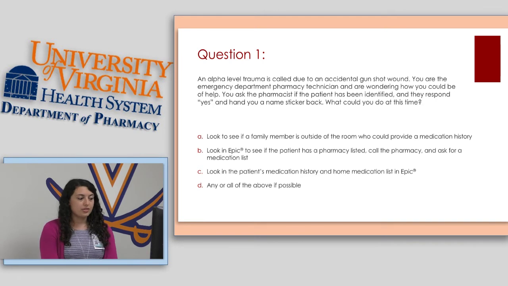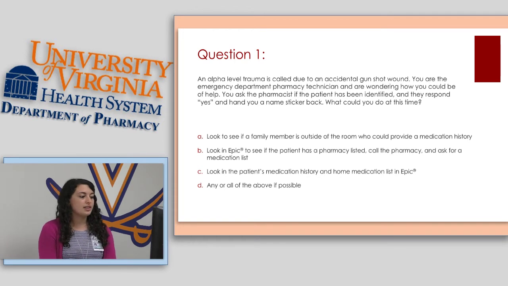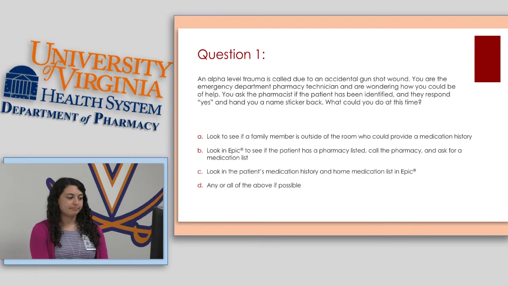A, could you look to see if there's a family member outside the room that could provide a medication history? B, look in their Epic chart to see if they have a pharmacy listed and then call that pharmacy. C, look in the patient's medication history on the home medication list in Epic, or D, all of the above.